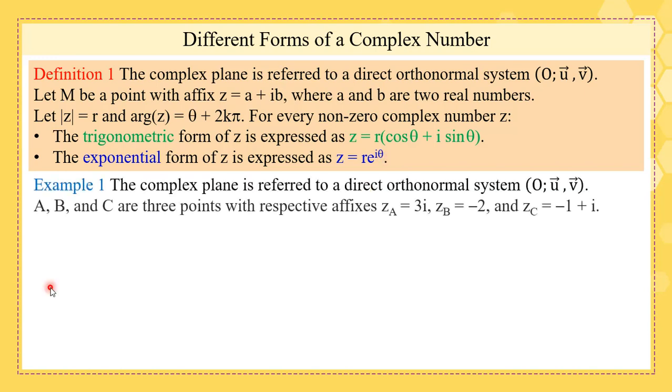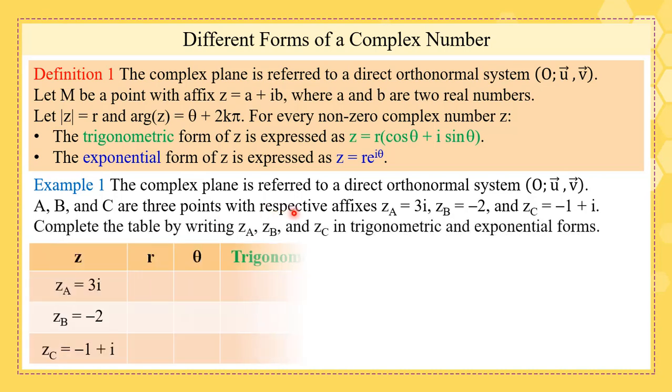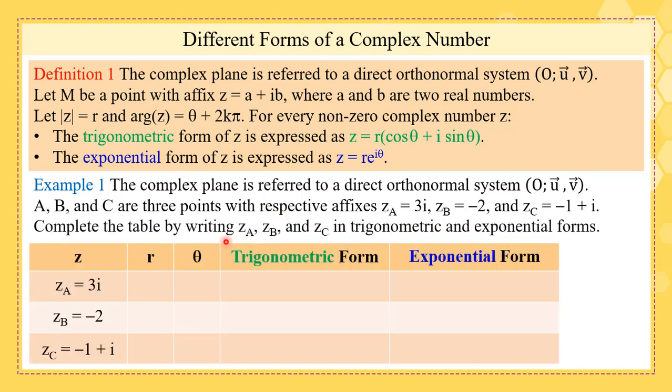Now, let's see this example. A, B, and C are 3 points with respective affixes. We need to complete this table by writing ZA, ZB, and ZC in trigonometric and exponential forms. So remember, to write in trigonometric and exponential form, we need the modulus and an argument. Now we use the calculator.